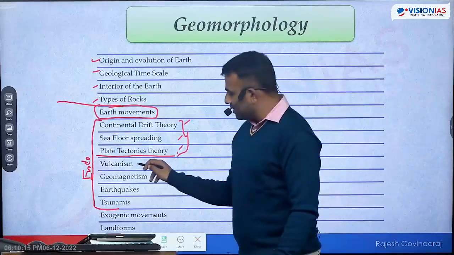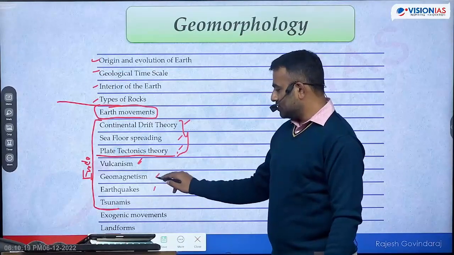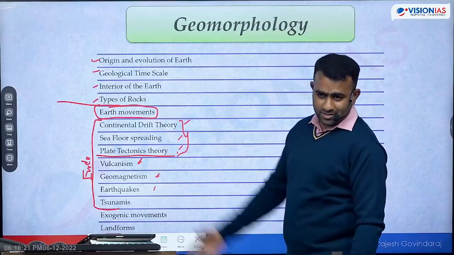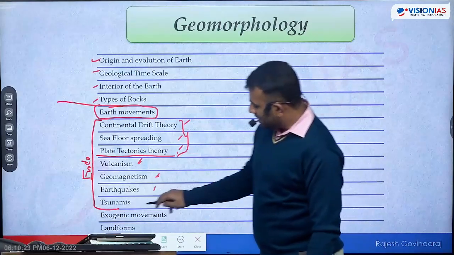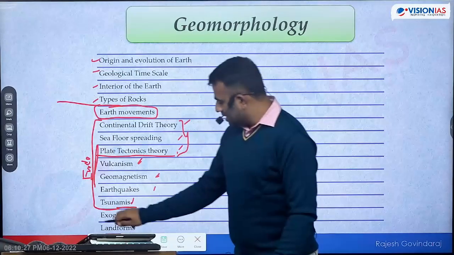Then we'll talk about the catastrophic movements, volcanism, earthquakes, and also some of the processes related to the Earth's interior, geomagnetism. We will talk about all of this. All of this is related to tsunami also. It's all related to the endogenetic movements. Then we'll come to exogenetic movements.